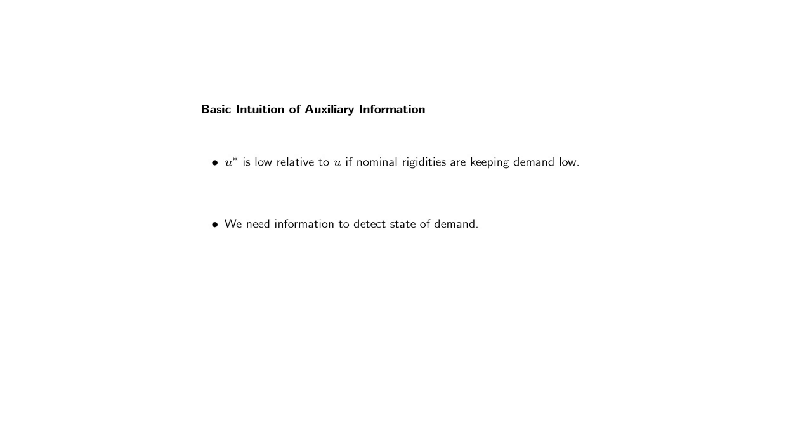So the basic intuition when you're looking for other sources of information is the intuition I used when I talked about the natural rate of unemployment to begin with. The natural rate of unemployment is low relative to the observed unemployment rate if nominal rigidities are keeping demand low. So what we need is information about the state of demand. And if we get that information, then we'll be on our way to figuring out more about the gap between the natural rate of unemployment and the unemployment rate.